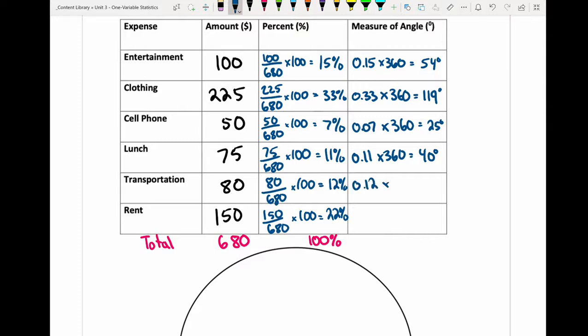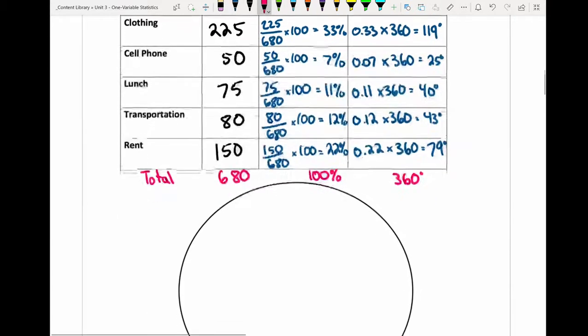1, 2, and finally the last one, 79 degrees, and when we do the totals, we should get 360 degrees.